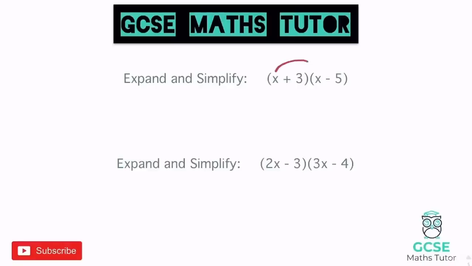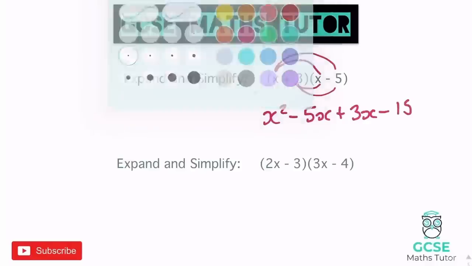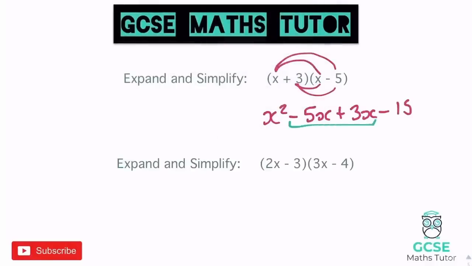So x times x gives us x squared, x times -5 gives us -5x, 3 times x is positive 3x, and then positive 3 times -5 is -15. And then again we just need to tidy this up because we've got these two x pieces in the middle. So we've got x squared still at the start, but we've got -5x add 3x, which in total is -2x, -5 add 3, and then we've got the -15 at the end.